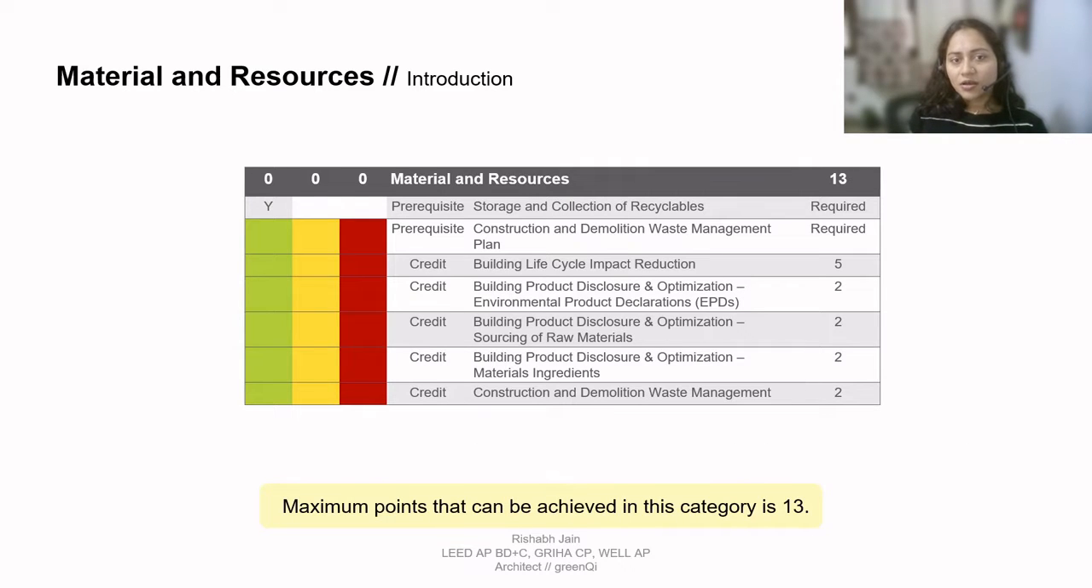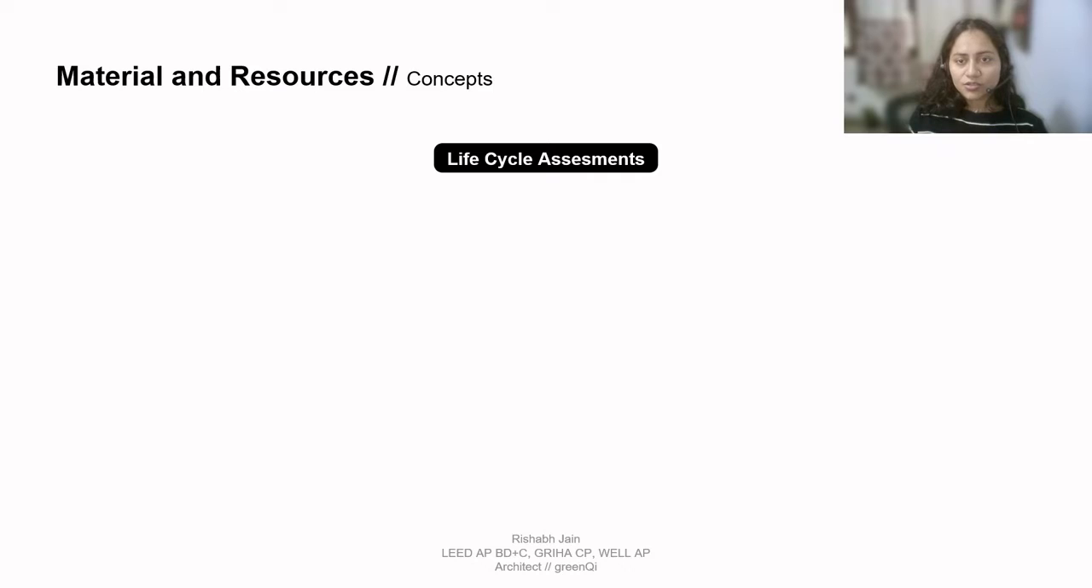So in this category, we have two prerequisites and five credits. The two prerequisites that you see are related to waste management, and four credits are related to the product or materials, and one other credit is also related to the waste management strategy. The total points here are 13, and we'll be discussing each one of them with the intent and strategies. Just as a starting point, let's learn what life cycle assessment is, because that forms a major part of this category.